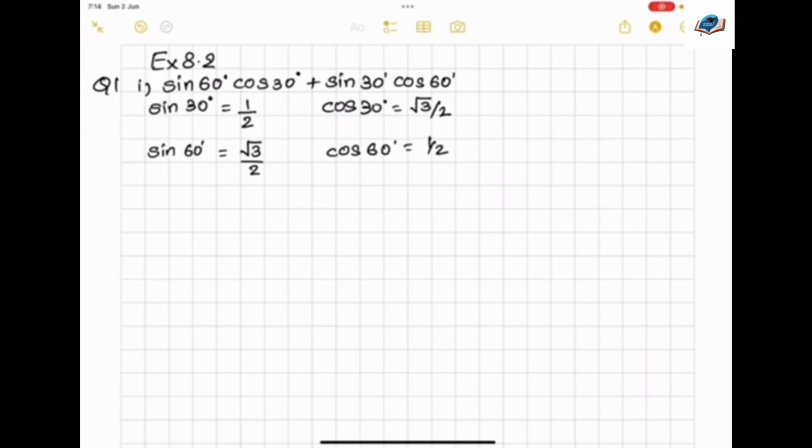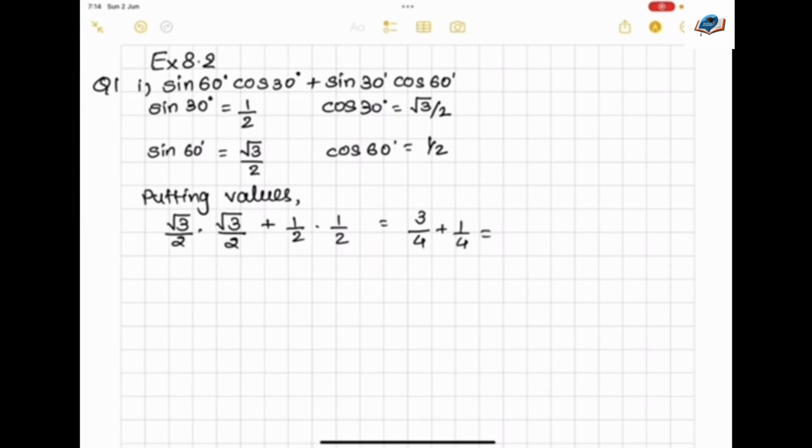So now putting the values, I will get sine 60, so root 3 by 2, into cos 30, cos 30 is root 3 by 2, plus sine 30 is 1 by 2 into cos 60, so 1 by 2. So that will be 3 upon 4 plus 1 upon 4. So that will be 4 by 4, that is equal to 1.